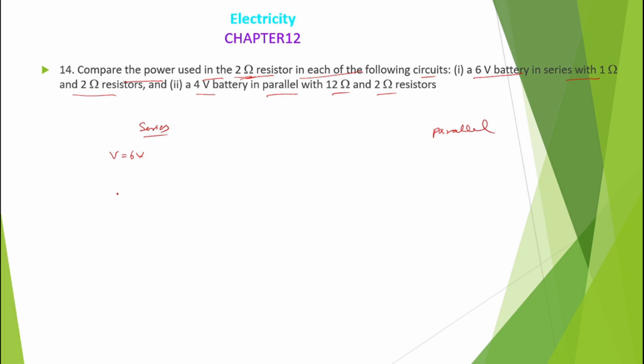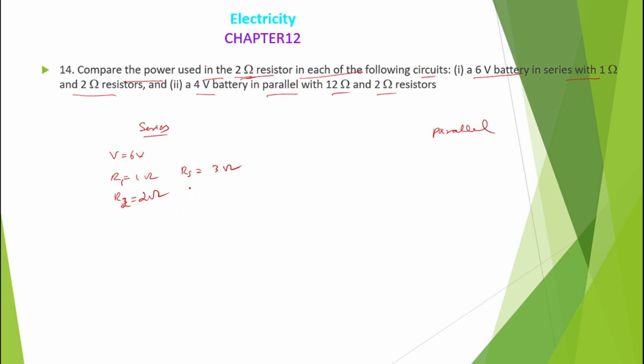So for the series connection he has given us some data, that is V is equal to 6 volt, R1 is equal to 1 ohm and R2 is equal to 2 ohm. So now RS, the resistance in series, is equal to 3 ohm.